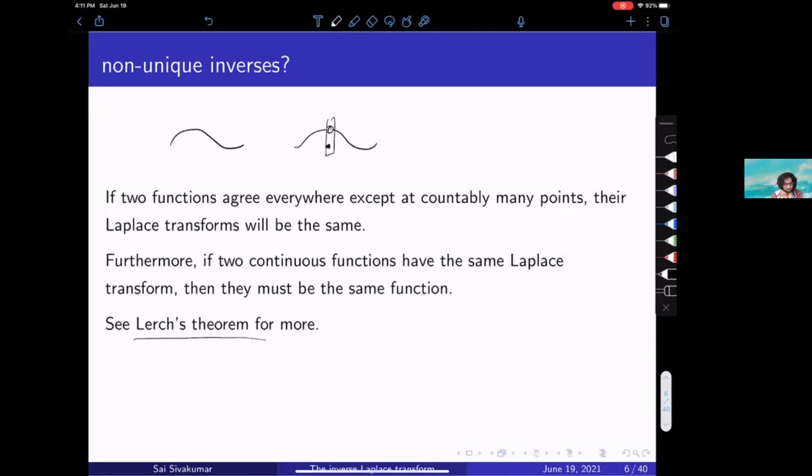And another comment: if two continuous functions, so right here the one on the right is not continuous, but if they were both continuous and they both have the same Laplace transform, then they must be the same function, and I won't be proving that. But yeah, it is a little iffy.